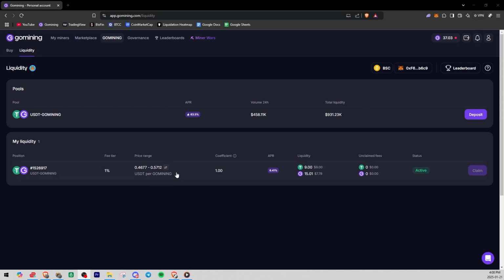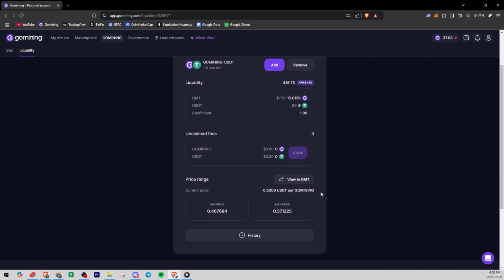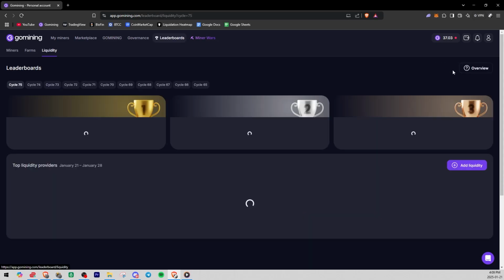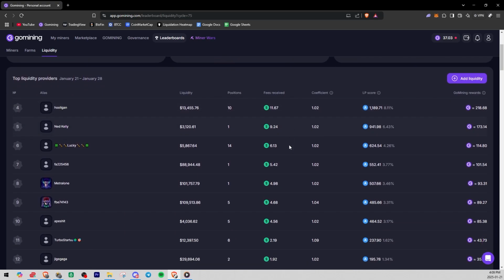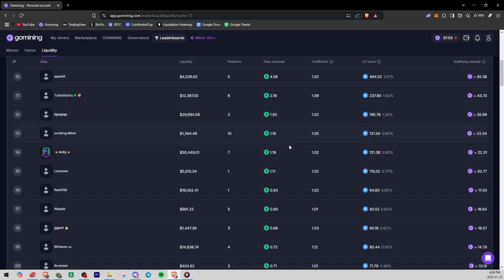Earnings and rewards. As a liquidity provider, you earn in two primary ways. The first way is trading fees. You receive a portion of trading fees proportional to your share of the liquidity pool. The second is GoMining rewards. Additional rewards are distributed based on a leaderboard system that considers the amount of fees earned and the duration your liquidity remains in the pool.